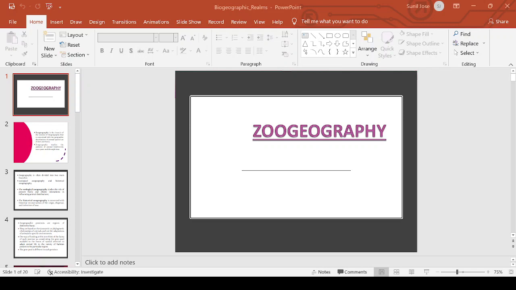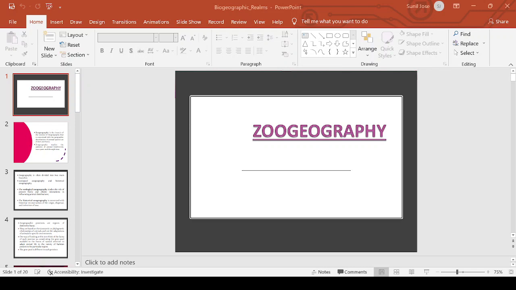That is known by Arctogea. So Arctogea includes all the continents which are located in the north of the world, or north of the earth. So all the northern continents are coming under the term Arctogea. Now we have another group, that is Notogea.